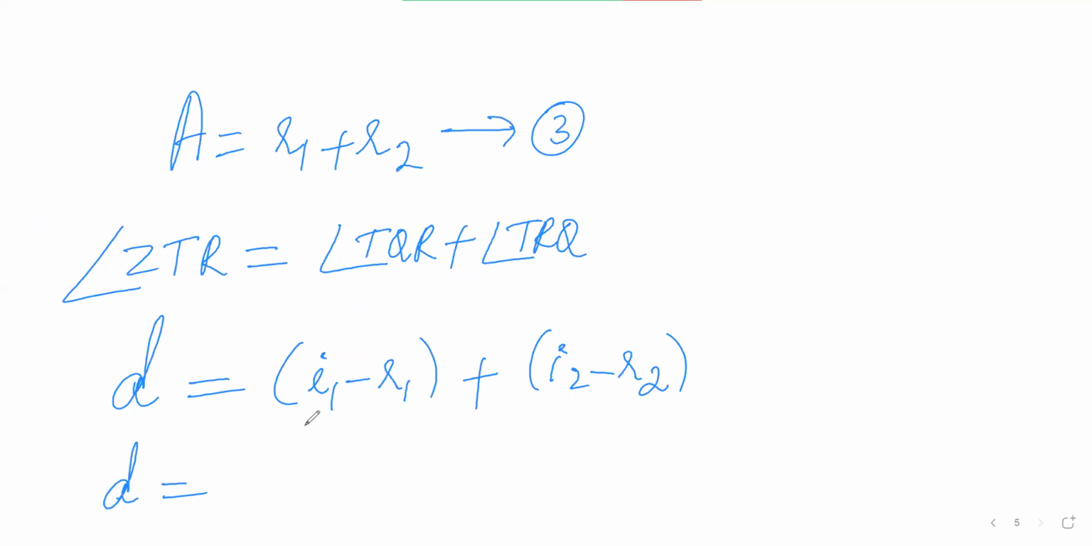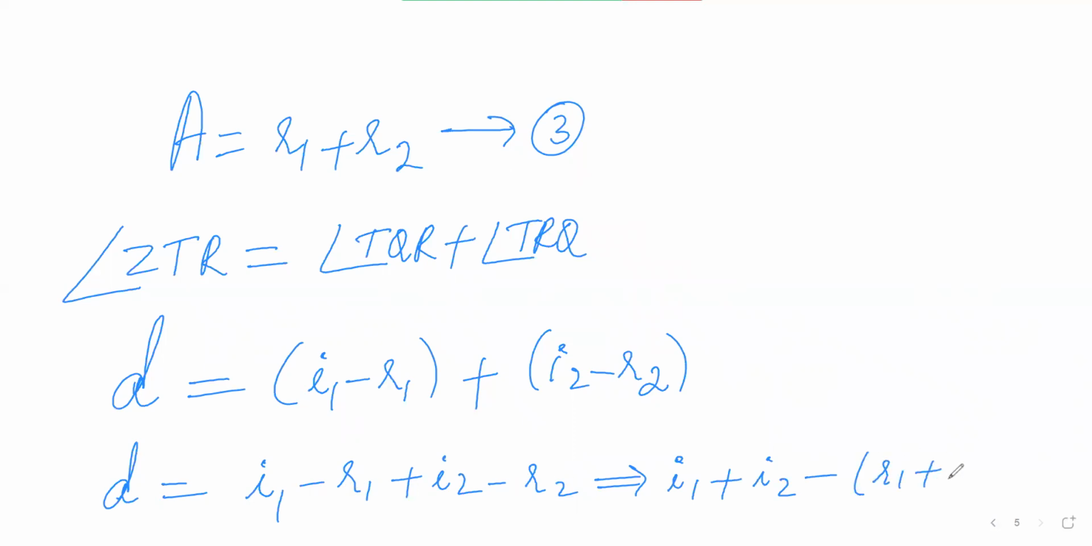Now D equals what? We'll remove the bracket. I1 minus R1 plus I2 minus R2. So we can rewrite it as I1 plus I2 minus, let us take minus common outside, R1 plus R2. Is it clear? Let us call this the fourth equation. Are you people writing down? Yes, sir.